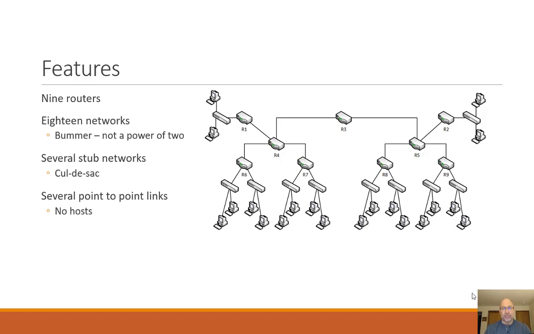Things like that. We had lots and lots of stub networks, right? Those are our cul-de-sacs in the networking world. They're the ones that you see down there below R6, R7, R8, R9, and on the left side of R1 and on the right side of R2. They're pretty obvious. Default gateway is the only way in or out. And then we got a bunch of point-to-point links, and the point-to-point links have no host on them whatsoever. So we're going to try and figure out what to do about all those things.